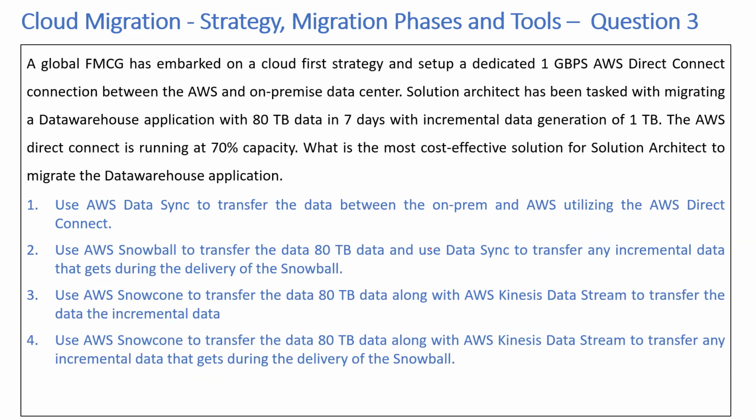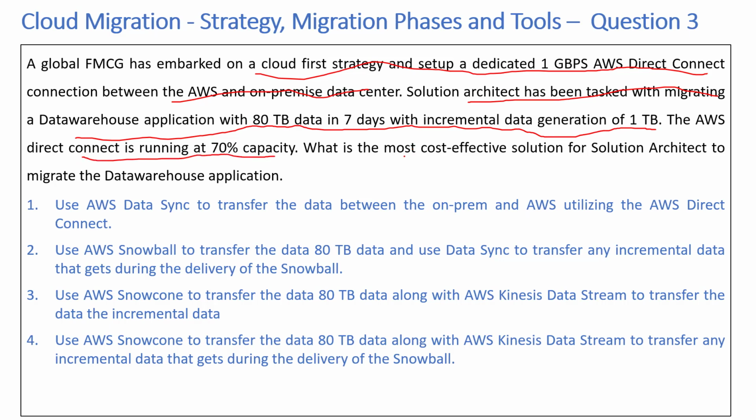Okay, great. Now let's look at question 3. A global FMCG has embarked on a cloud-first strategy and set up a dedicated 1 Gbps AWS Direct Connect connection between AWS and the on-premise data center. The solution architect has been tasked with migrating a data warehouse application with 80 TB in 7 days, with incremental data generation of 1 TB. The AWS Direct Connect is running at 70% capacity. What is the most cost-effective solution to migrate the data warehouse application?